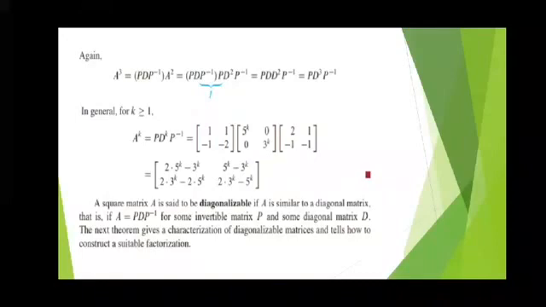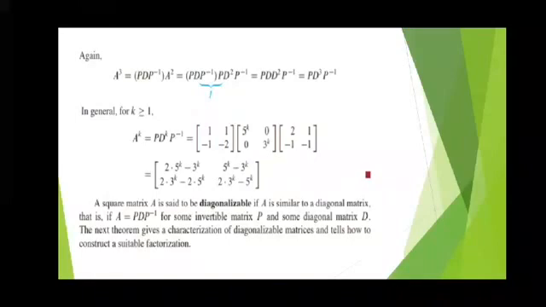So in general, for k greater than or equal to 1, what happens is A power k. Just observe A square and A cube. A square is equal to P D square P inverse. A cube is equal to P D cube P inverse. And similarly we write in terms of k: A power k is equal to P into D power k into P inverse.